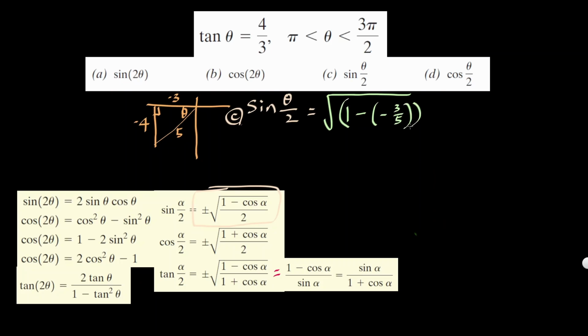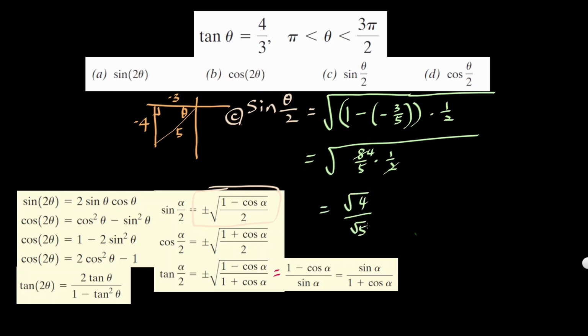Okay, everything multiplied by, still under the square root, multiplied by 1/2. Let's simplify now. So we got 1 minus 3 over 5 becomes 1 plus 3 over 5, which is 8 over 5, multiplied by 1 over 2. Well, 2 cancels with 8 4 times, but then it's square root of 4 over square root of 5, but then square root of 4 becomes 2. Okay, and then when you rationalize the denominator here, it's 2 times square root of 5, everything over 5. So that's the answer to part C.